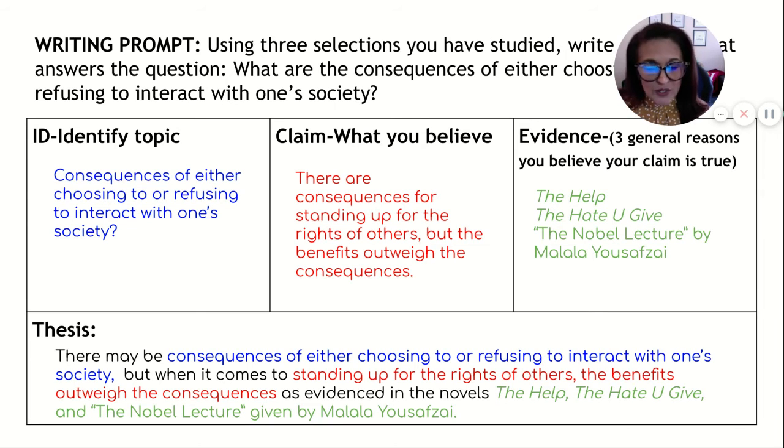First body paragraph is going to use The Help. You'll search for evidence within that text to really prove that the benefits outweigh the consequences. The Hate U Give, again, using that novel to find evidence to prove that the benefits outweigh the consequences. And finally, Malala's speech, the Nobel Lecture, in which she actually was shot by the Taliban for standing up for the rights of women to go to school. So definitely the benefits have outweighed the consequences, even though her consequence was pretty severe.